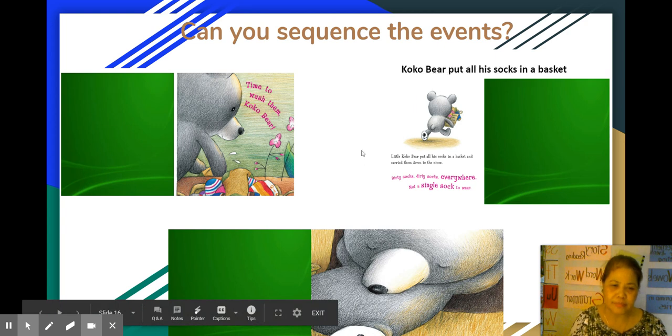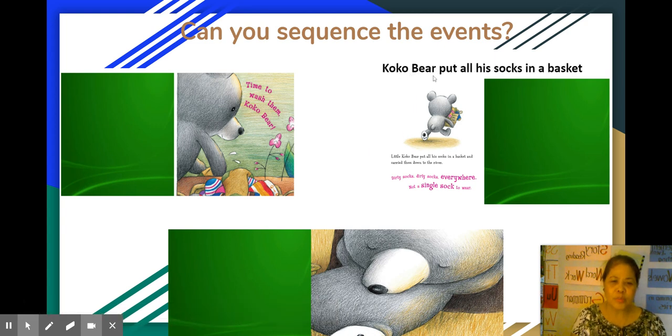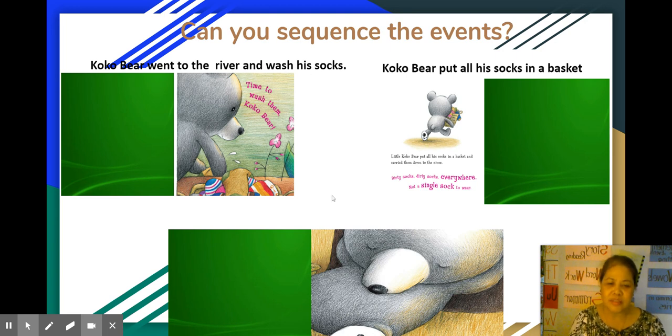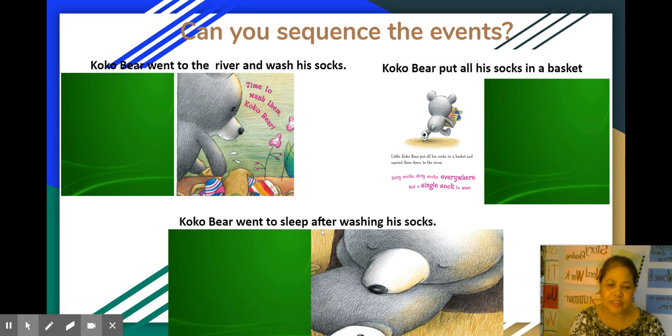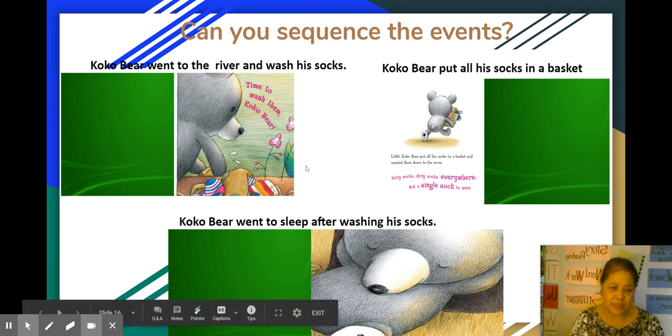Let's see. Okay. Coco Bear put all his socks in a basket. This picture says Coco Bear went to the river and washed his socks. How about here? What is your guess? Coco Bear went to sleep after washing his socks. So which do you think happened? Which is the event that happened first in the story? It is this one, or this one?